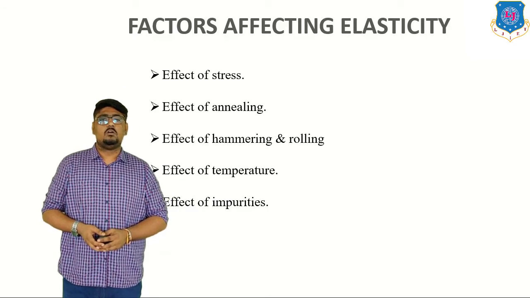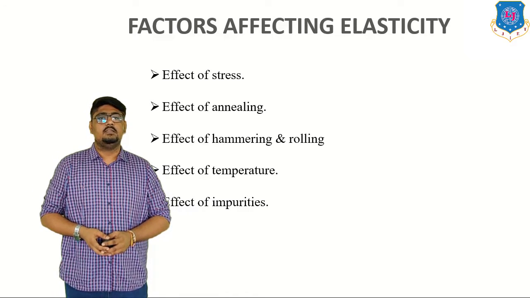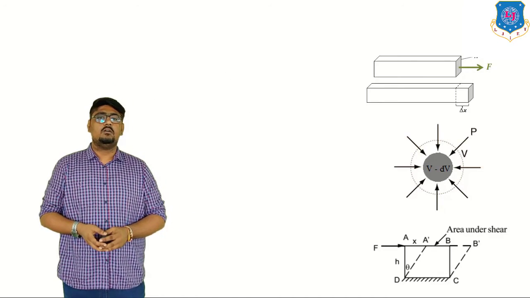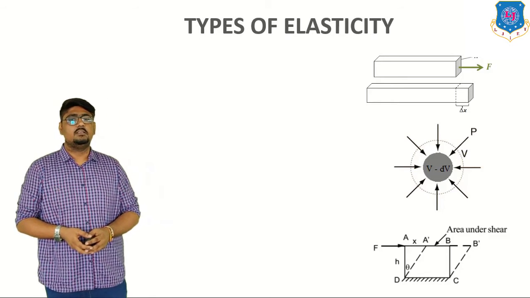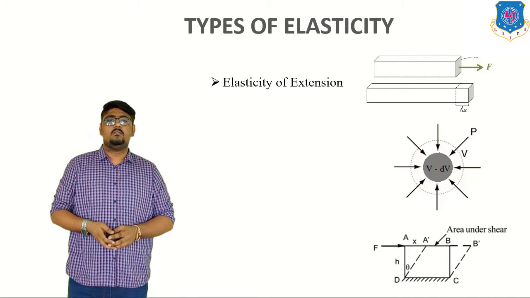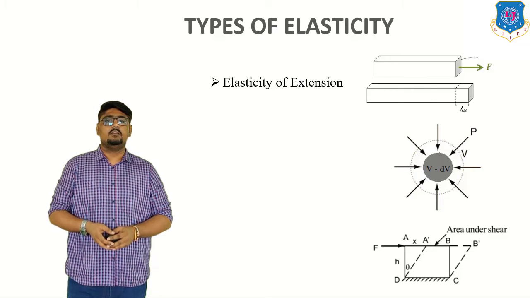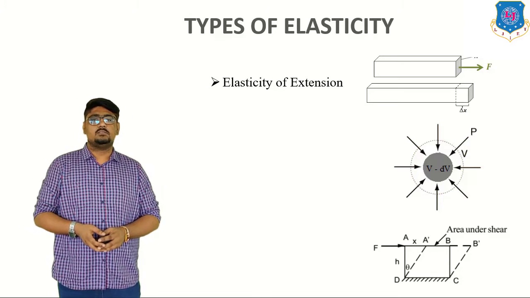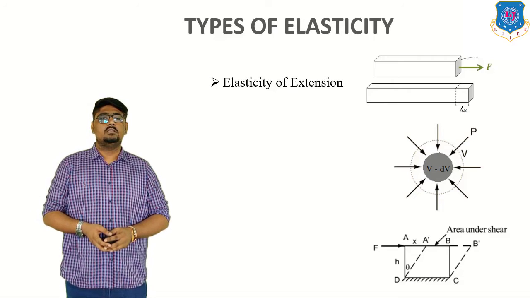So that was all about the factors affecting the elasticity. Now let us discuss the types of elasticity. Now the first type of elasticity, as you can see in the figure, is the elasticity of extension. The forces which produce the change in length of a member, and the member regains its original shape after the removal of the forces, is known as an elasticity of extension.